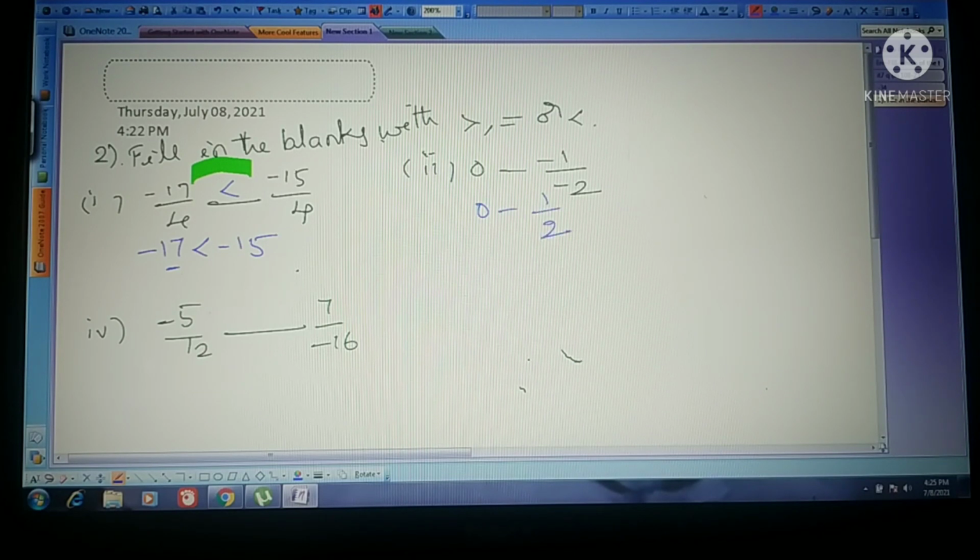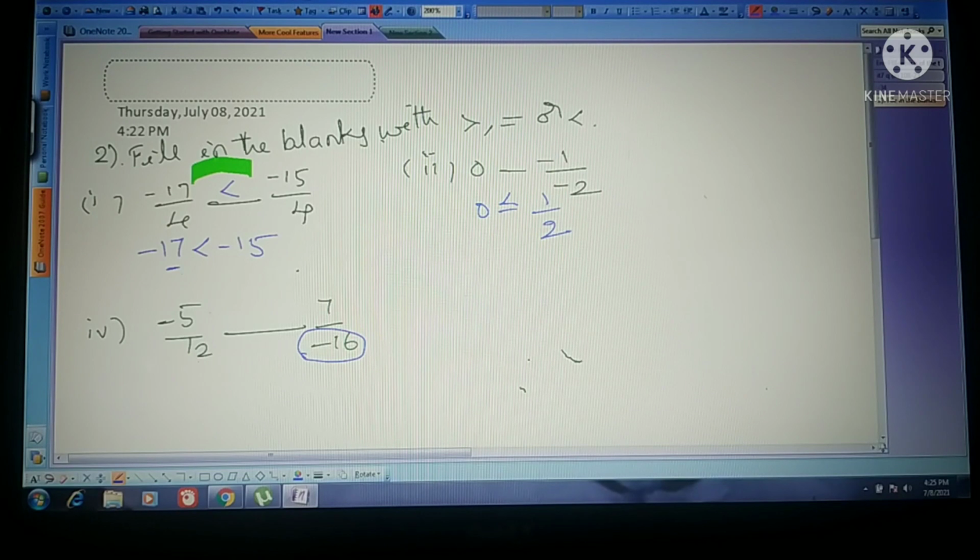And now see, 0 is less than 1 by 2 or greater than 1 by 2. Obviously always positive numbers are greater than 0. So 0 is less than 1 by 2. Now see this one. Here we have to do something here. See, minus 5 by 12, 7 by minus 16. Here if you observe this one, first we have to convert into positive denominator.